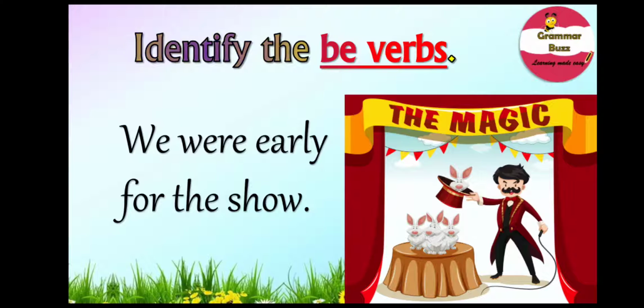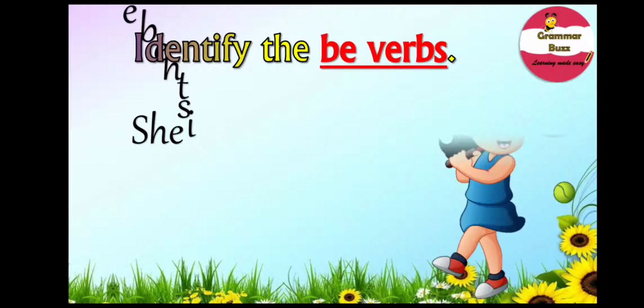Here comes the next sentence for you. And it says, we were early for the show. Which is the be verb in this sentence? Have you spotted it? Have you done it yet? I think you have, and you are good at it. You're really getting the hang of it, aren't you? Yes, and the be verb in this sentence is were. Good job, bravo!